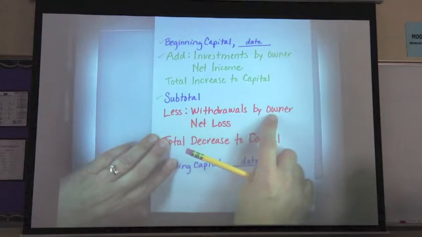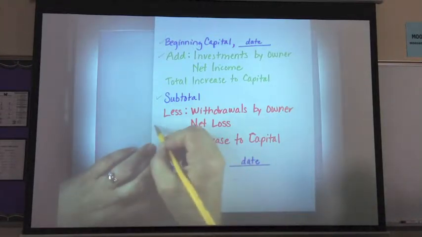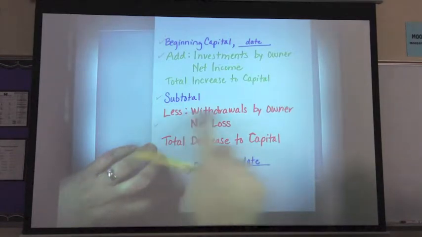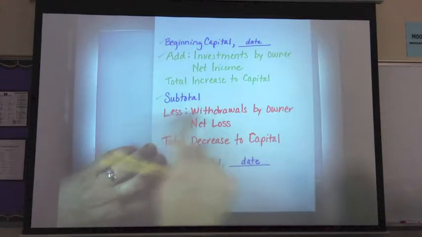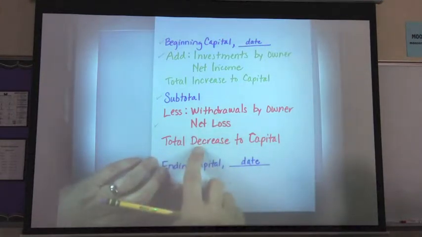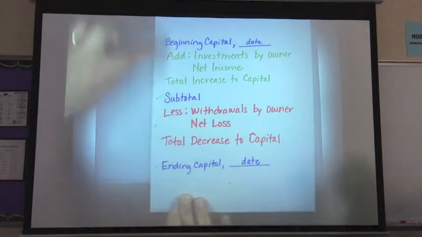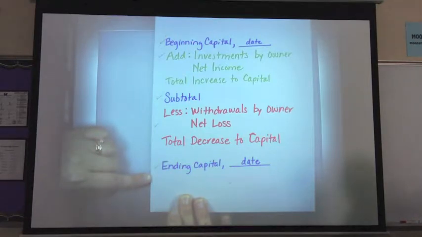Less withdrawals by owner? No, there were no withdrawals by owner, so we're not going to use that one. How about net loss? Yes, we're going to use net loss. Now in this case, since I'm not using withdrawals by owner, I can actually just move net loss up to the line with less. So it'd be less: net loss. If I only have a net loss, do I need total decrease to capital? Nope. And we always use ending capital. So in this case, I would only have 1, 2, 3, 4, 5 lines.